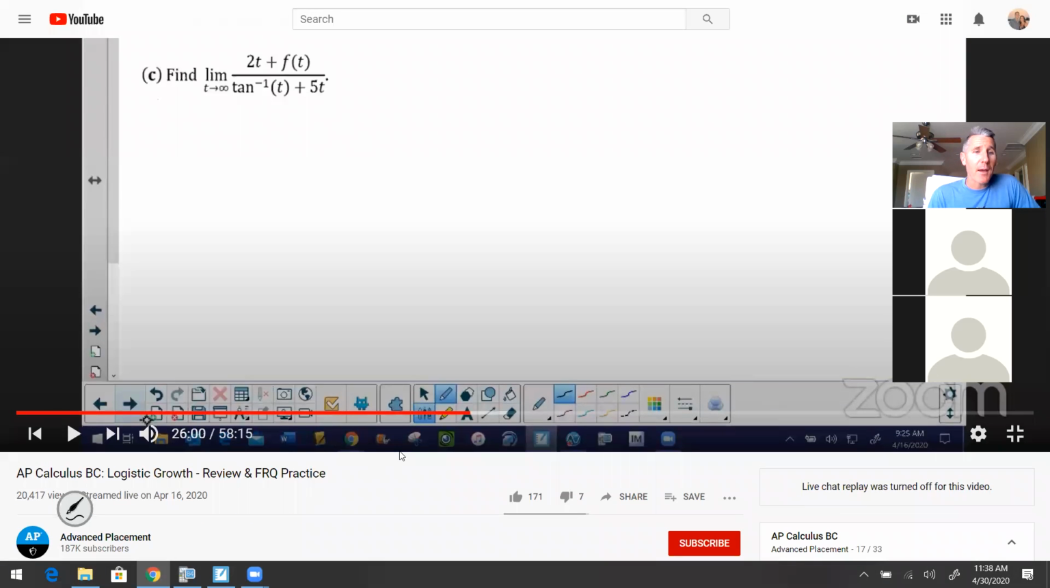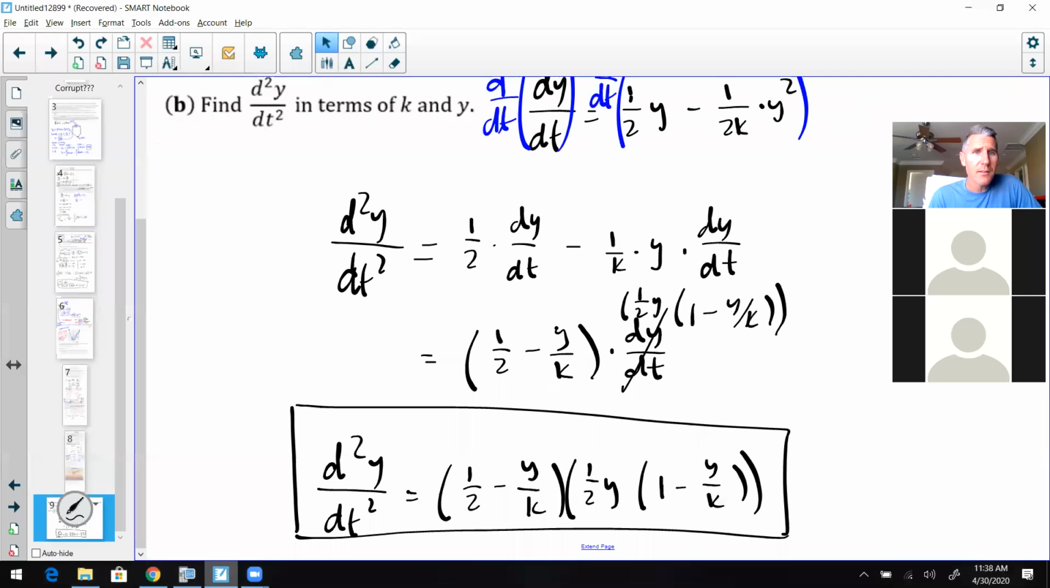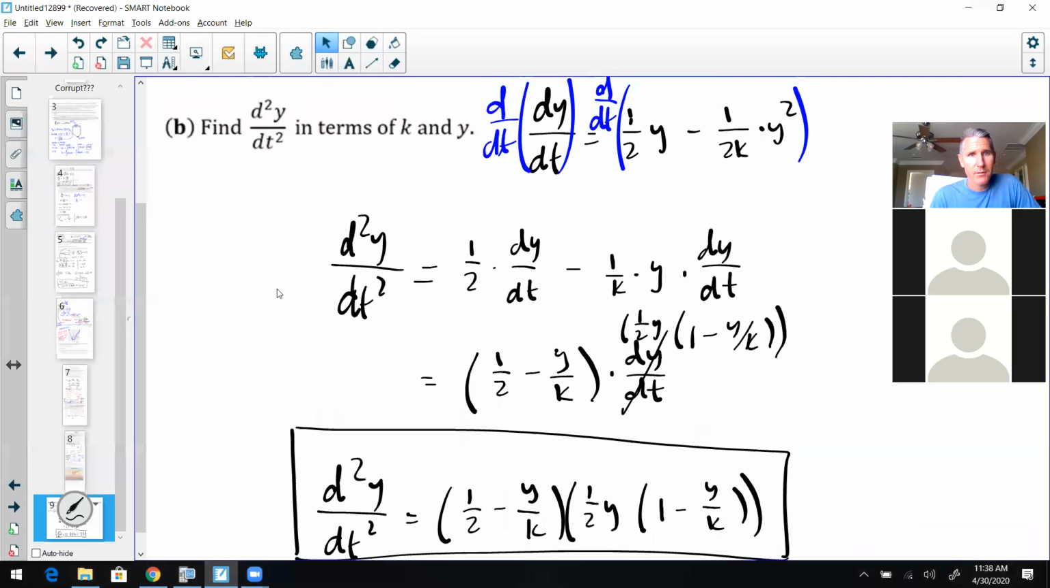What I want to point out for that problem that we just did: obviously logistic growth is a BC-only concept, yet part B that we just did is an AB concept. Finding the second derivative was just implicit differentiation. So that's what we got going on there. Anyway, that's what we got going on for today.